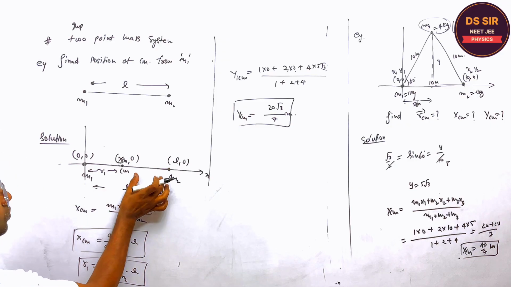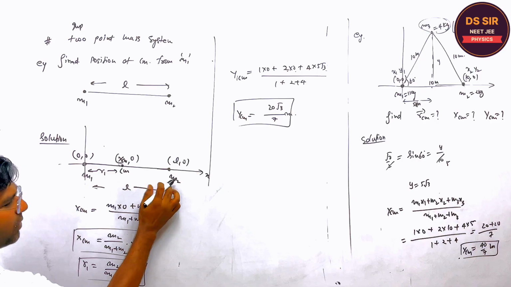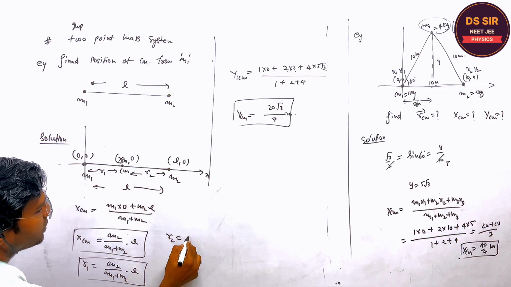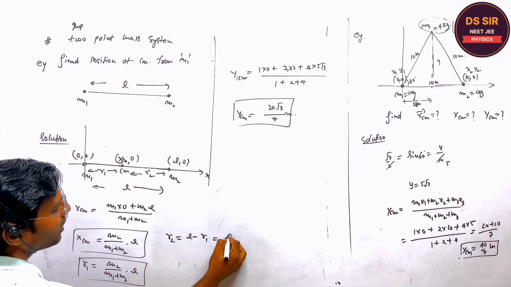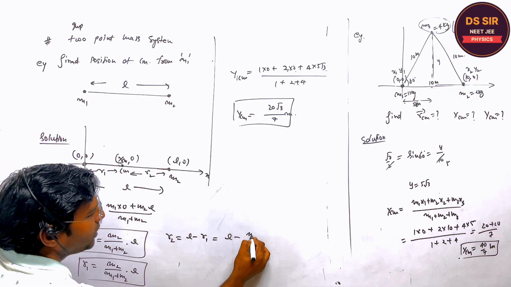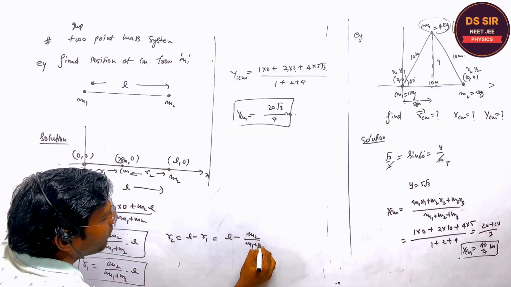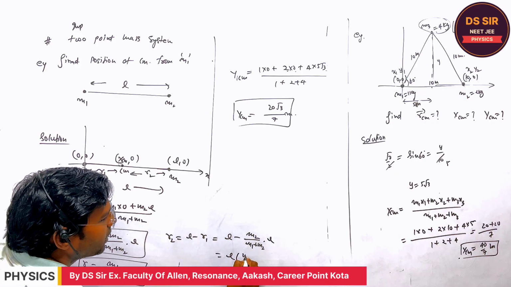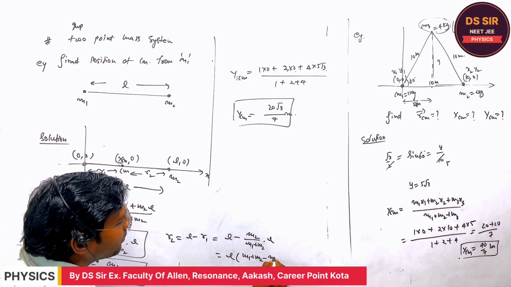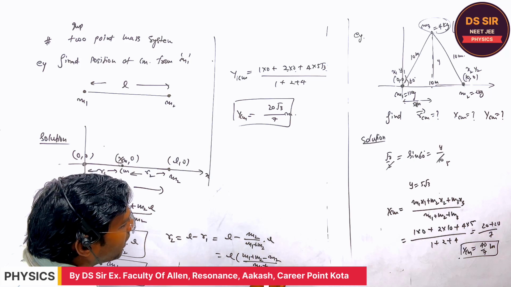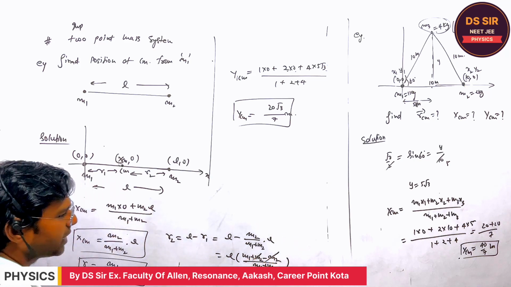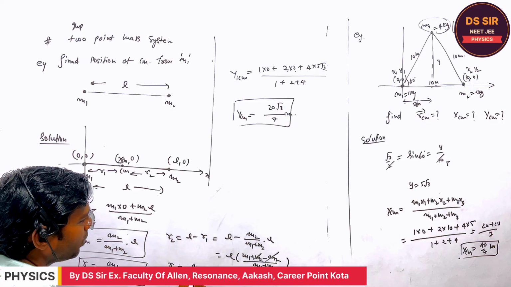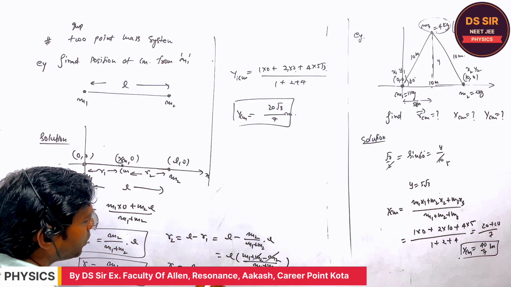Now, if you want to find the distance of the center of mass from M2, suppose this is R2. So how to find the R2? Say L minus R1. L minus R1 means L minus M2 upon M1 plus M2 into L. If you take L common, M1 plus M2 minus M2 divided by M1 plus M2, it will cancel out. So what is the R2 then? M1 upon M1 plus M2 into L.